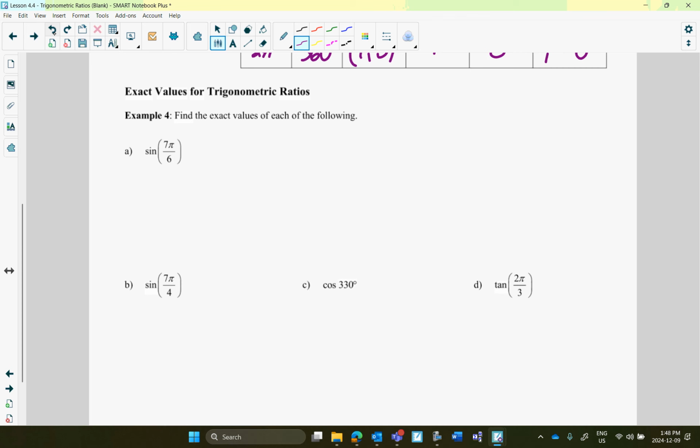When I'm asked the sine or cos or tan, or it could be one of the reciprocals, first of all, I want to determine, am I reading the x coordinate on the unit circle, the y coordinate, or the y divided by the x? This tells me I'm going to read the y coordinate of this point on the unit circle.